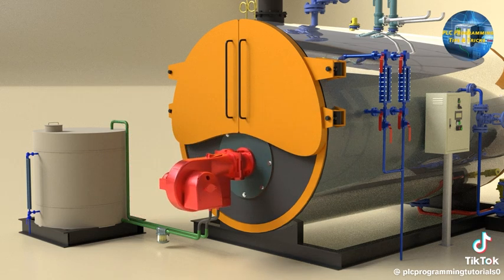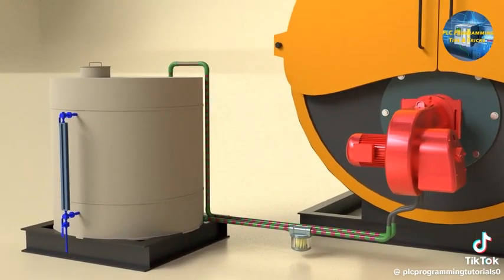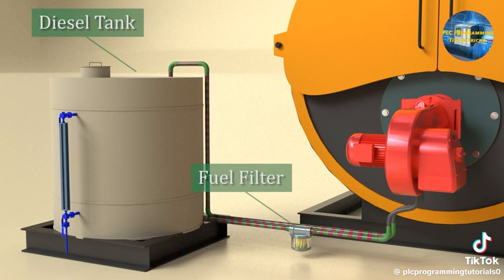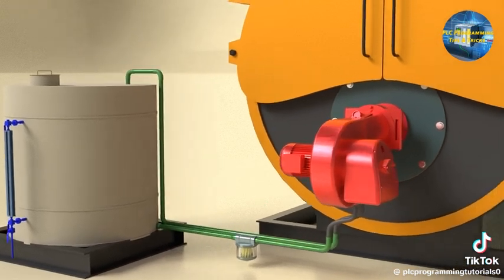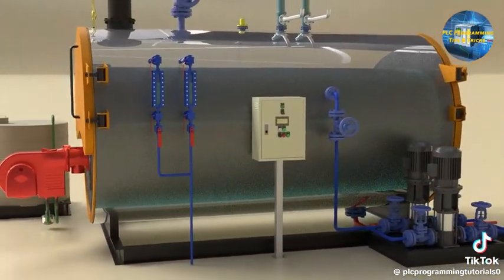The diesel burner is connected via pipes to the diesel tank. The fuel is drawn into the burner through a fuel filter to ensure that clean fuel enters the system. Excess fuel returns to the diesel tank via a return line. Burner parameters are tuned precisely to produce the correct air-fuel mixture and maintain a steady flame.